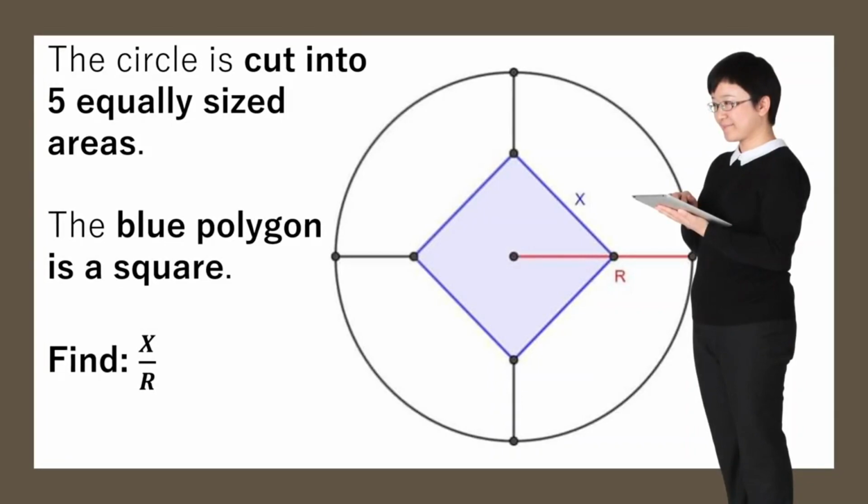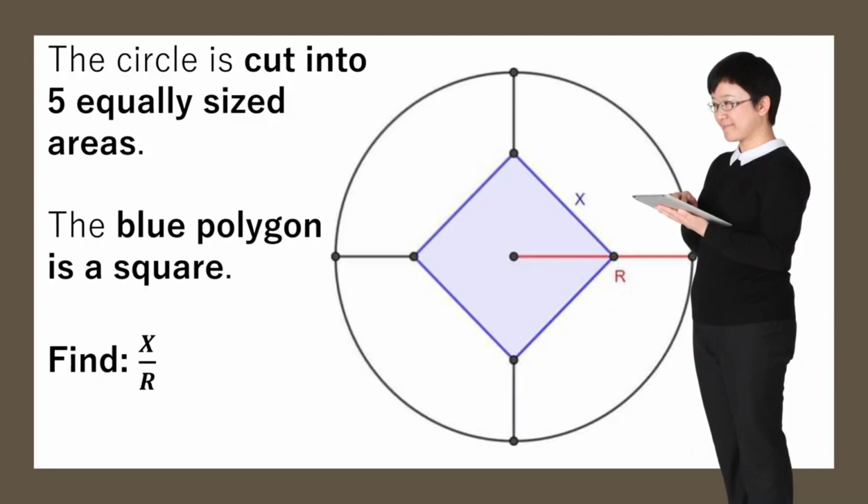Today we're going to dive straight into a problem, a nice looking problem, that involves a circle, a rhombus or a square, and a challenge to try and find the ratio or the fraction between the square side length and the radius of the circle.